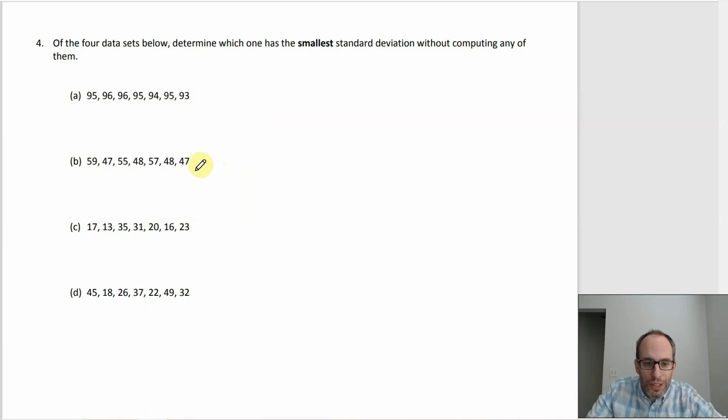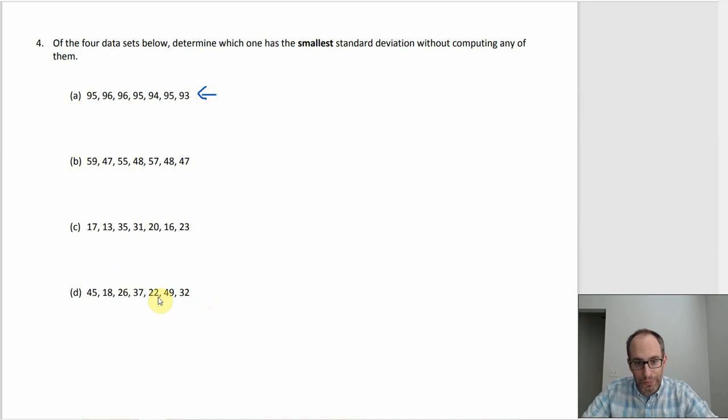B, they're all in the 40s and 50s, but it's all between 47 and 59. C, got a couple in the teens, couple in the 20s, couple in the 30s. It looks like going from about 13 to 35. So if you just looked at the ranges, the range there is about 10. Here it's about 20. Here there's a lot of spread because you've got numbers in the 40s, the 20s and the 30s, and that 18. So it looks like the smallest is that first one.